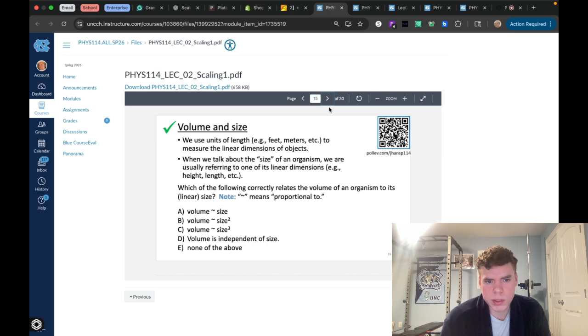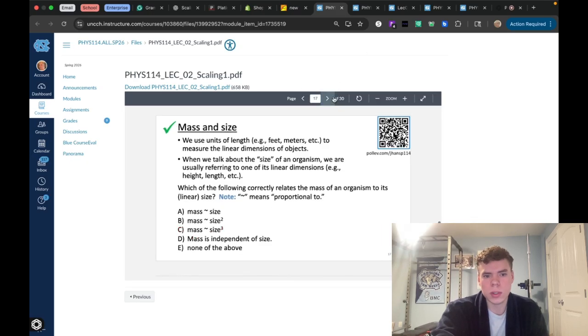What is this? We will use units of length to measure the linear dimensions when we talk about the size. Which of the following relates the volume, right? Volume is length times width times height, so it should be size cubed, or typically meters cubed. Yep. Let's go. Mass. When we talk about the mass, we are usually referring to, yep. So usually mass is just one unit. You're not multiplying anything together to get mass.